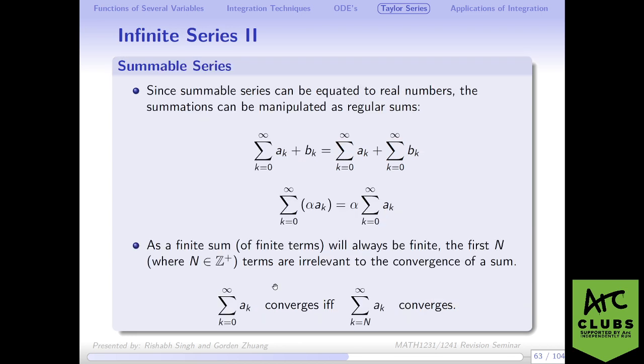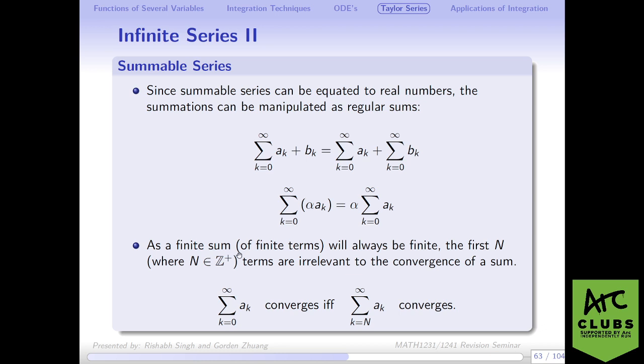With summable series, since they converge, we can treat them like regular sums. So we can add these terms individually, and we can also multiply the terms by a constant. And they'll still converge because we're just working with finite numbers in a way, since these series converge.